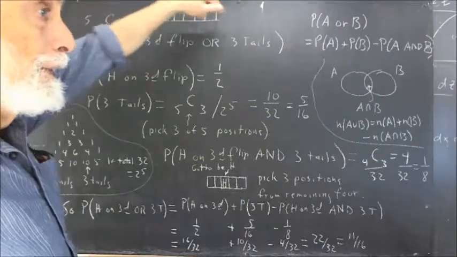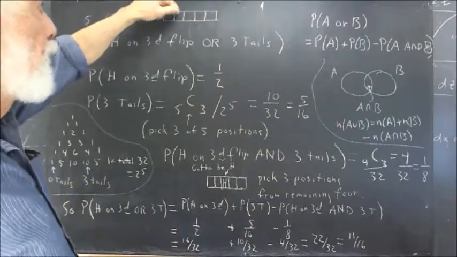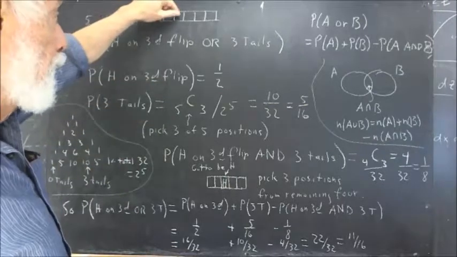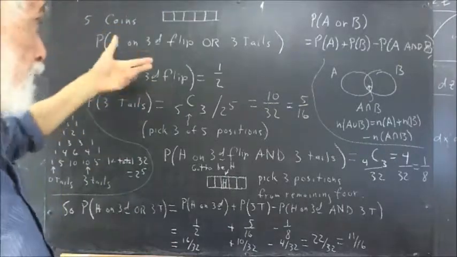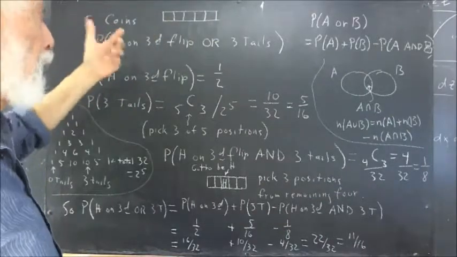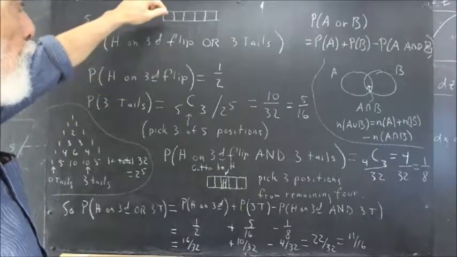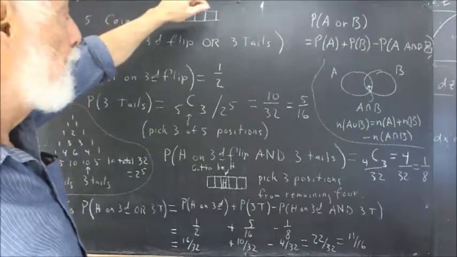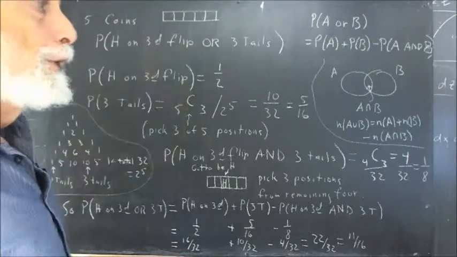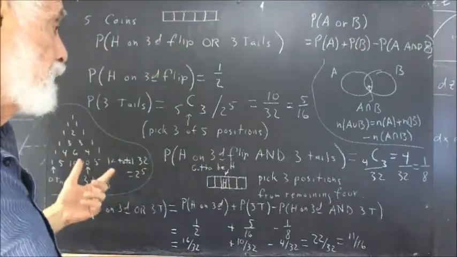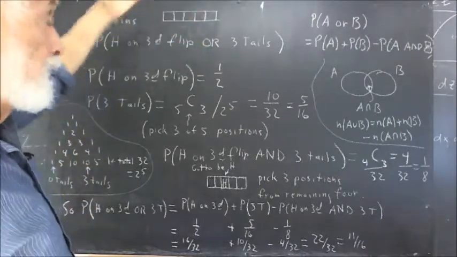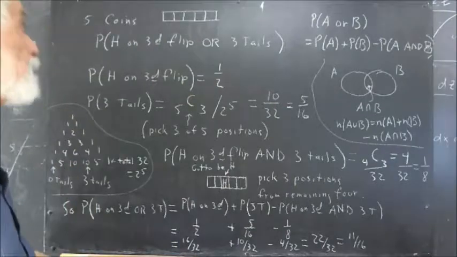I've got this little diagram here. These are the slots that we have to fill when we flip the 5 coins. We've got to put a head or a tail in each of these, and that's going to give us an outcome. And every different way of doing that gives us a different outcome in our sample space. There are 2 possibilities for each. So there are 2 times 2 times 2 times 2 times 2. That would be 2 to the 5th, or 32 possibilities for the outcome of flipping 5 coins.